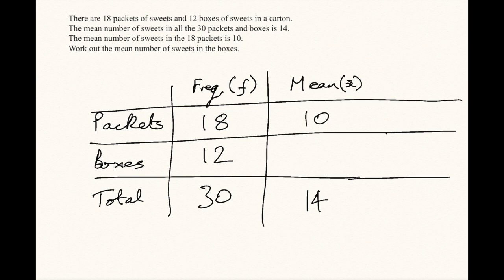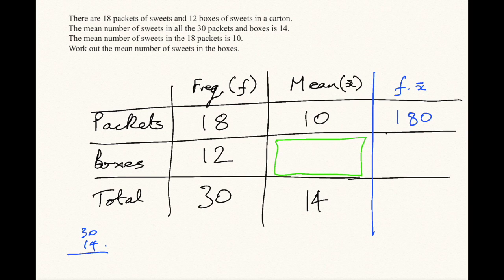So what can we do from here? That's what we're looking to fill in. Well, to me it looked as though if I did the frequency times the mean, I would have 180 here. So 300 plus 120, so that's 420 here.